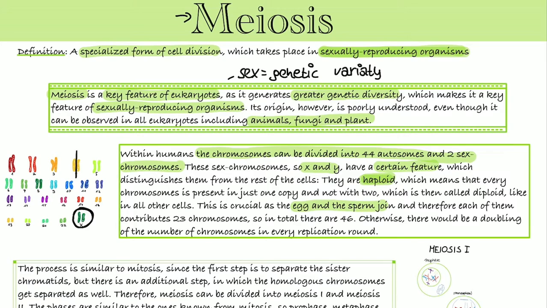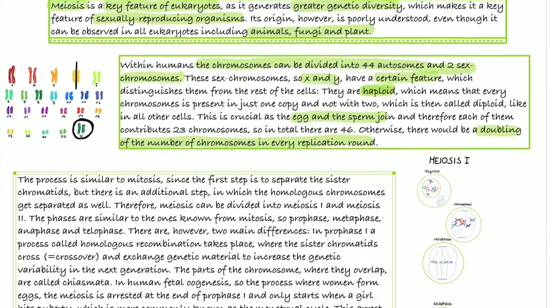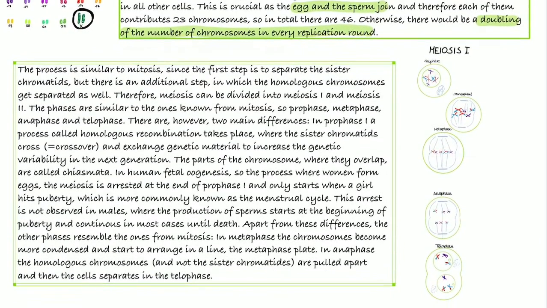the total number of chromosomes would double. And that's not what we want. We want 46 chromosomes. The process itself, or the phases, are similar to mitosis. So if you haven't seen this video, watch it now. The first step is to separate the sister chromatids, but the main difference here is that the homologous chromosomes get separated as well. So we've got meiosis 1 and meiosis 2.